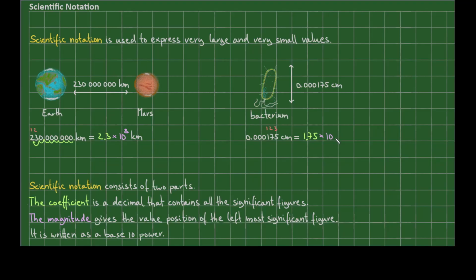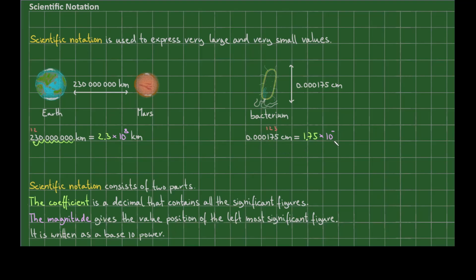And now I have to be careful. This value, written in normal notation, is less than 1. Whenever we have that, the power of the magnitude will be negative, so I can already write a minus. From here on, the method is the same. I need to determine the value position of the leftmost significant figure. In this case, this one. It is in the 10,000th position.